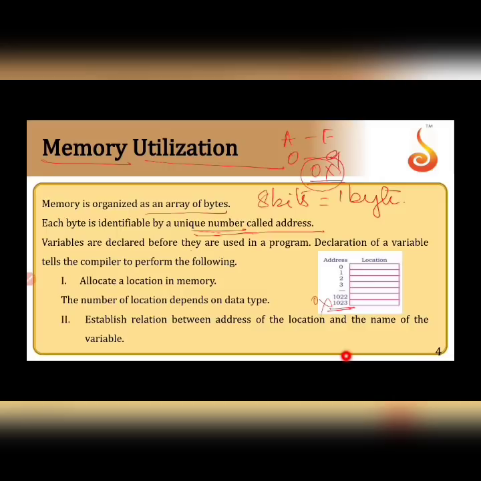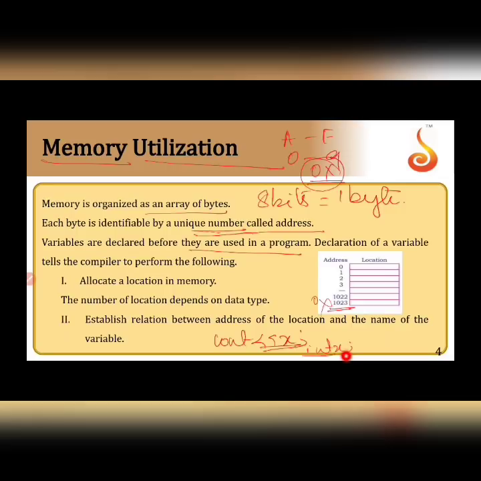Variables are declared before they are used in a program. In C++, you need to declare a variable and then use it. If you try to use a variable before declaring it, it will give you an error. For example, if I say cout x, and in the next line I say int x, it will give you an error because you have not declared x but you are trying to print it. So whenever you want to use a variable, you need to declare it.